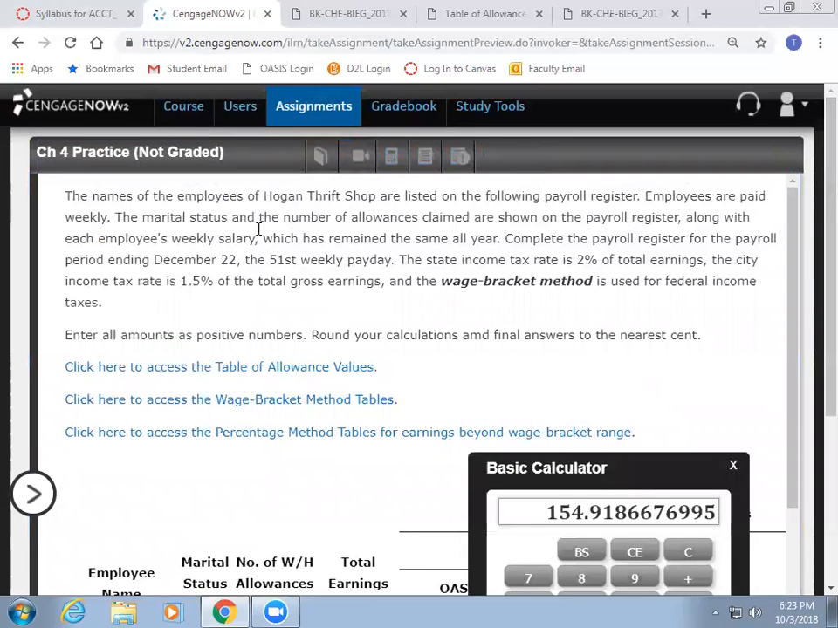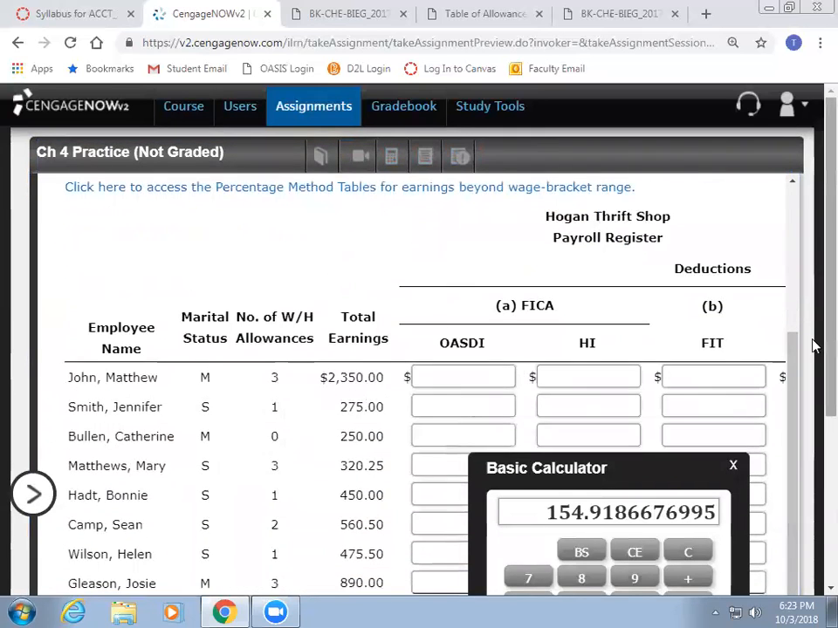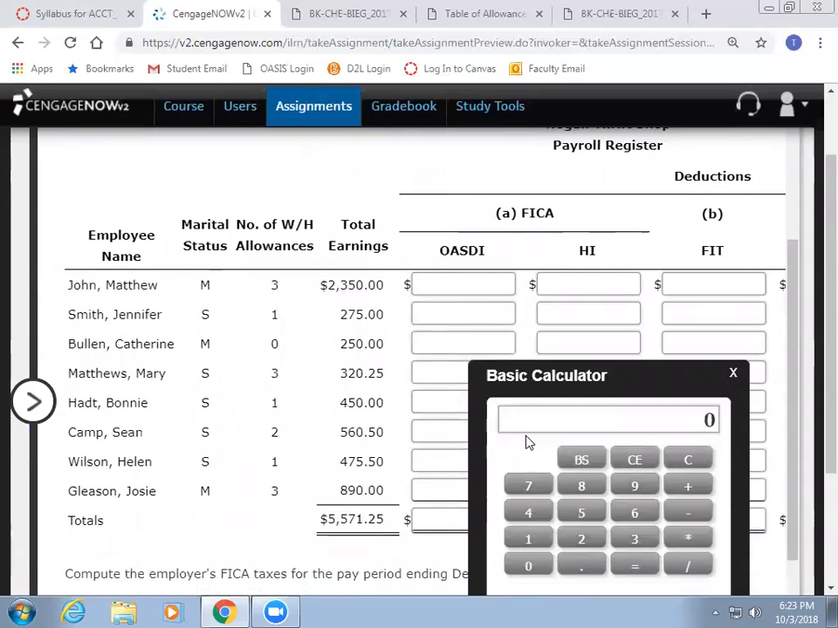They told us we are on our 51st weekly pay. So to date, we've paid him 50 times: $2,350 times 50 paychecks. His gross pay to date is $117,500. So before this 51st paycheck, he has earned $117,500. We know from Chapter 3 that he only pays Social Security tax on the first $118,500, right?